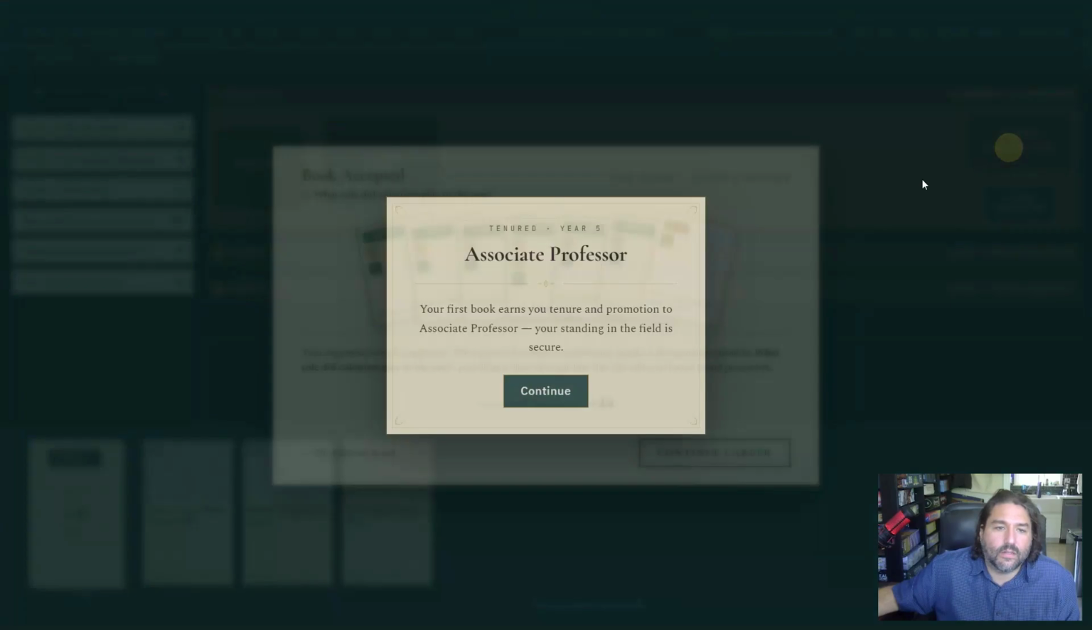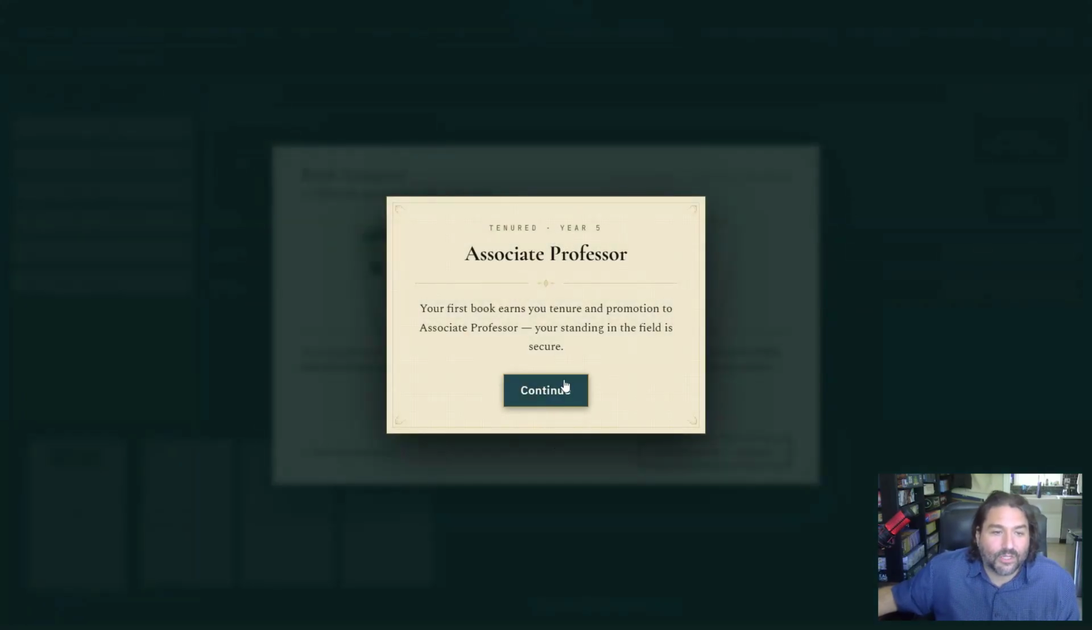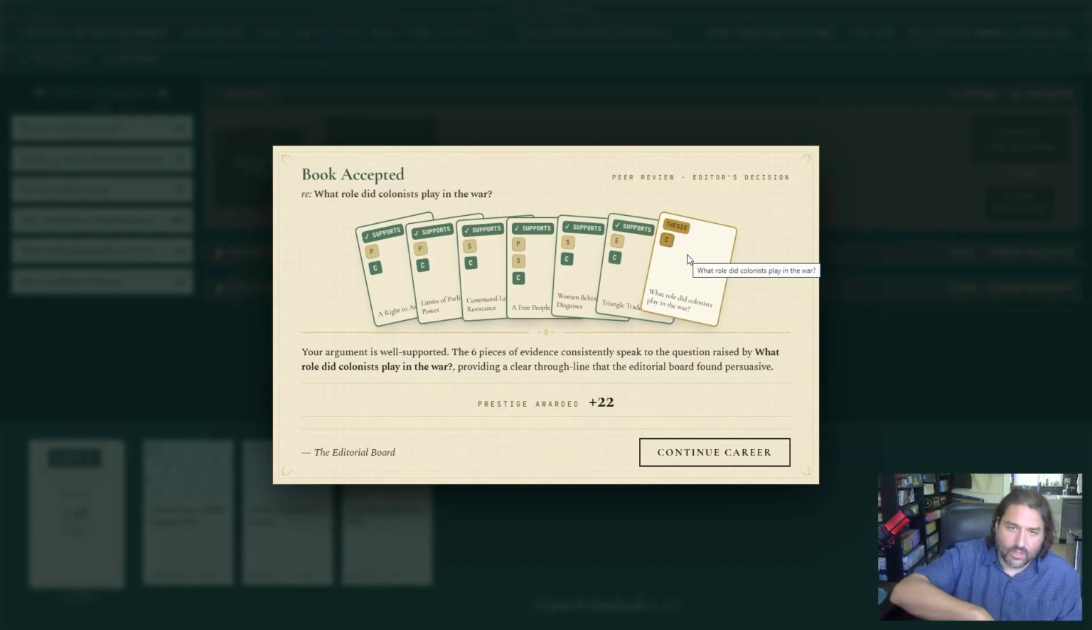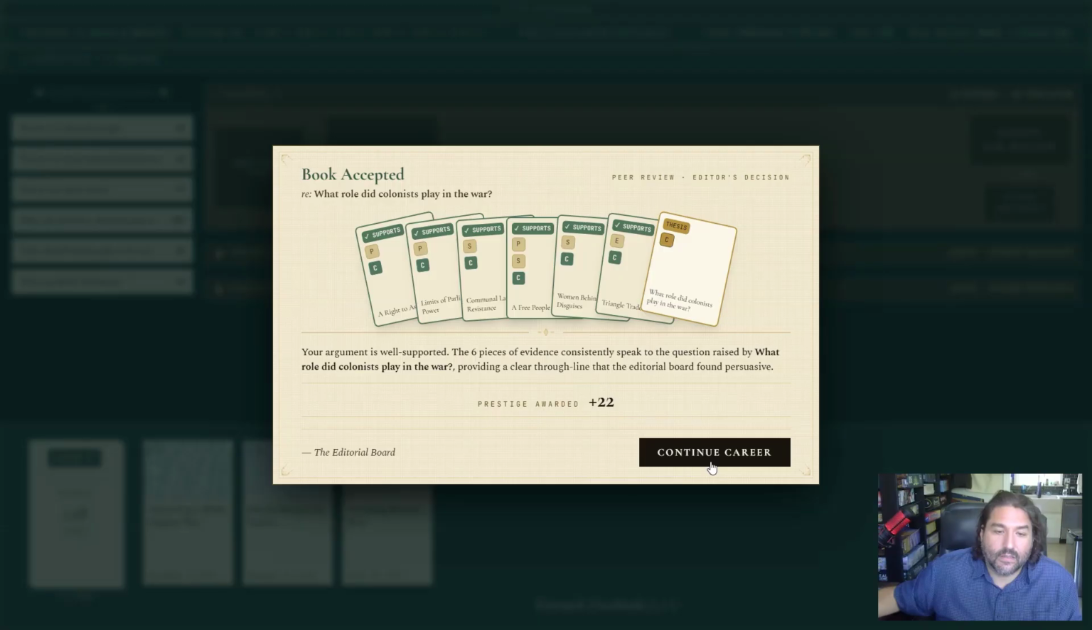Let's see. Hey, I published a book. Now, when you publish a book, the first book you publish, you end up getting the associate professor rank, right? You get ranked up, you're now hired on, and this is it, right? So again, this is what the peer reviewers saw whenever they looked at the cards and evaluated it. Now in the solo version, you are your own peer reviewer. You flip over the cards, you see the tags, either they match or they don't, right? There's no real social interaction here. But again, it all matches. It's all good. And we can hit continue career.